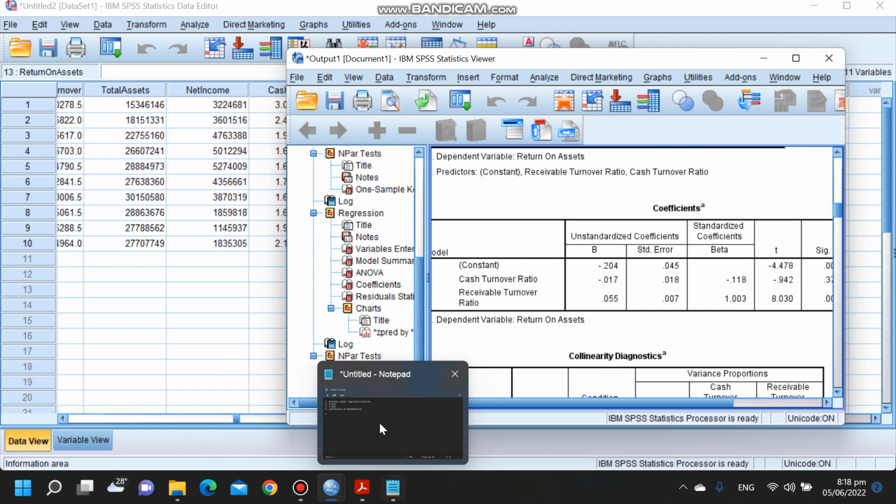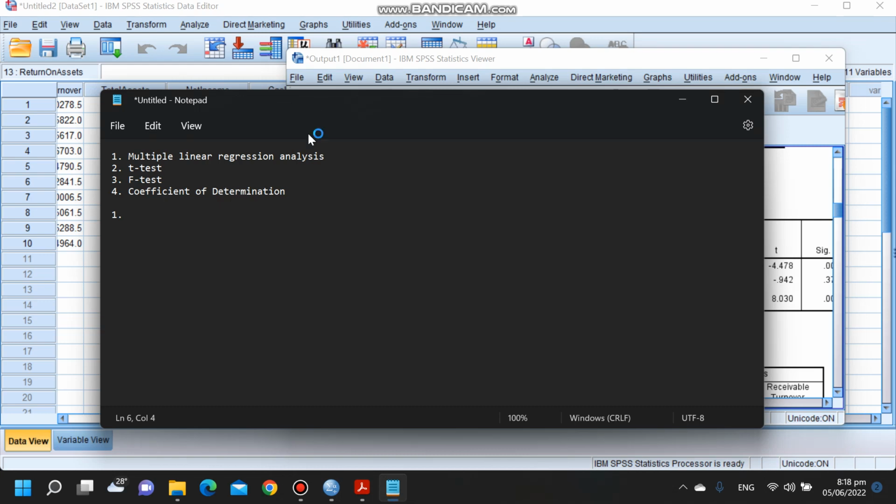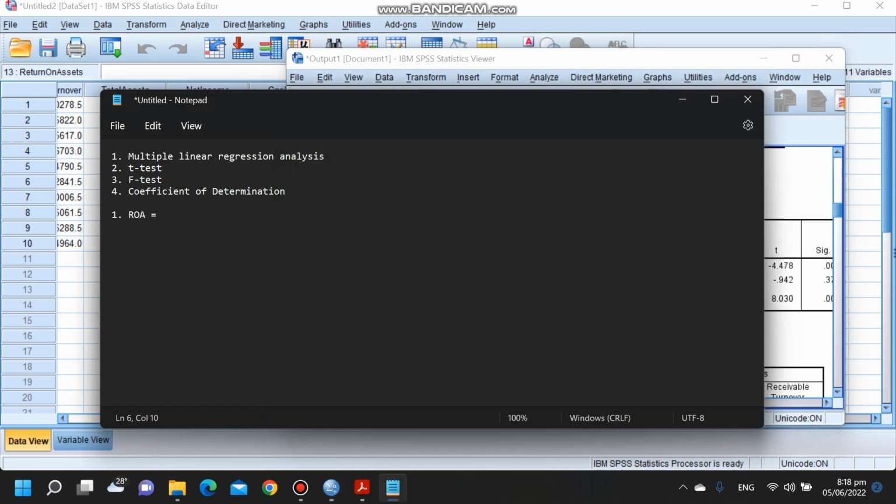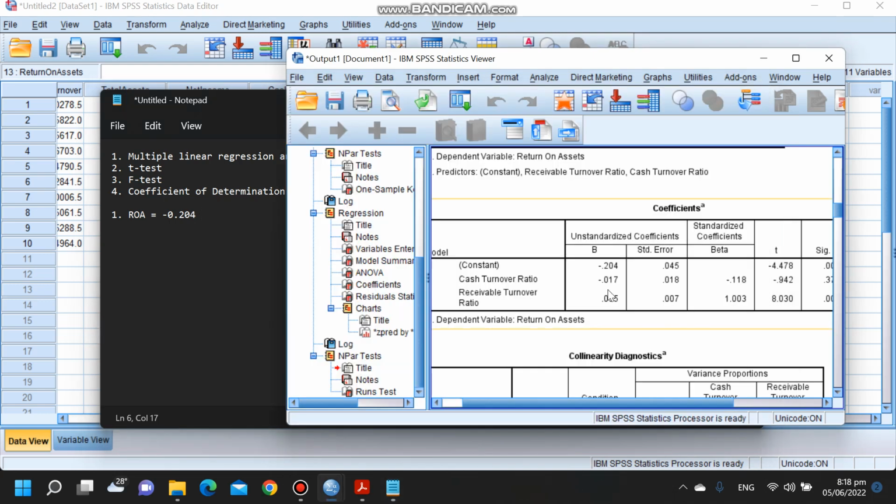So the regression equation will start from the y variable, which is ROA, equals to, we put the constant first. So for the constant, we will focus on the b, which is the beta. The constant beta is minus 0.204. And then we continue to the first independent variable, which is cash turnover ratio. So the beta is minus 0.017.